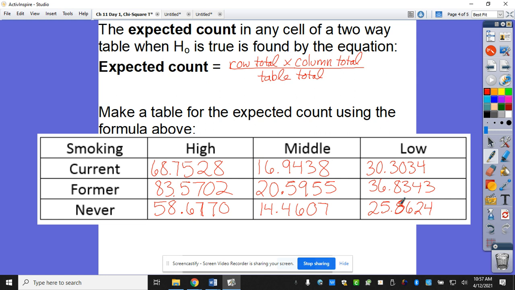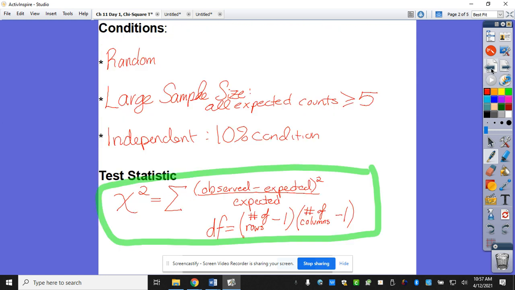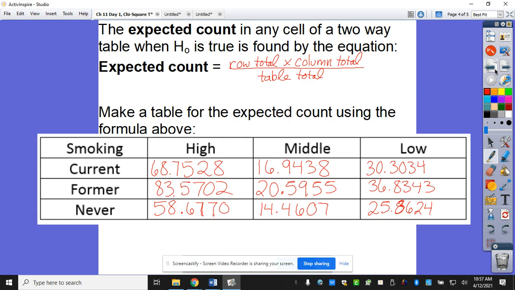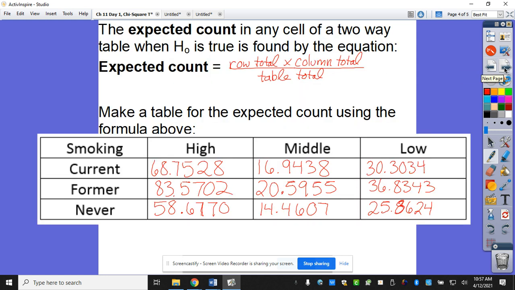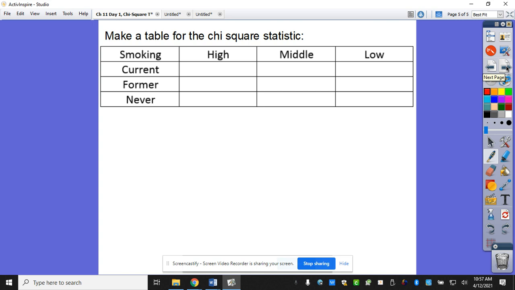Alright, so we've got our expected, we've got our observed, which means we now have a third table of finding our actual chi-square values. So we have an equation for chi-square values, which is observed minus expected squared divided by expected. So these are our observed that were given. These are now our expected. Let's go ahead and do the same ones you did for finding the expected. Go ahead and find those for chi-squared.